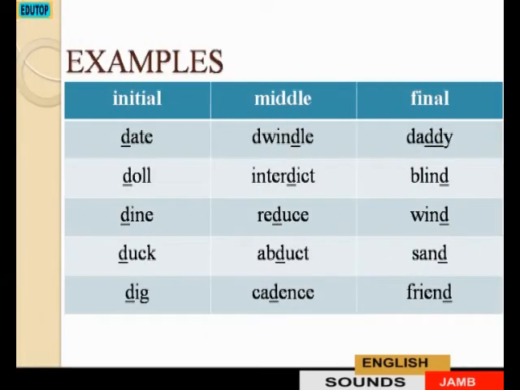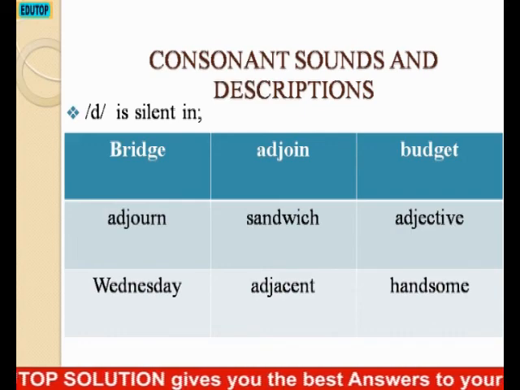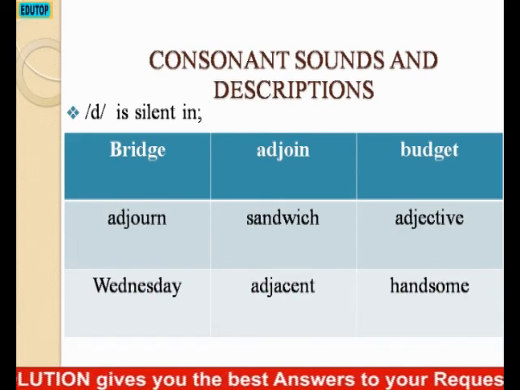Examples: date, dull, dime, dock, dig. At the middle position: dwindle, interdict, reduce, abduct, cadence. At the final position: daddy, blind, wind, sand, friend. The D is silent in the following words: bridge, adjourn, budget, sandwich, adjective, Wednesday, adjacent, and so on.